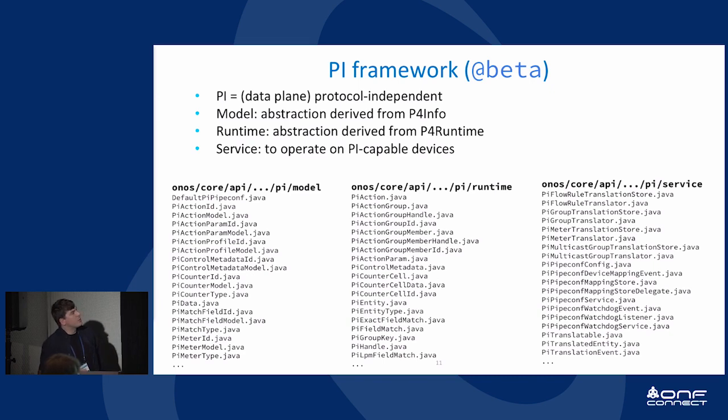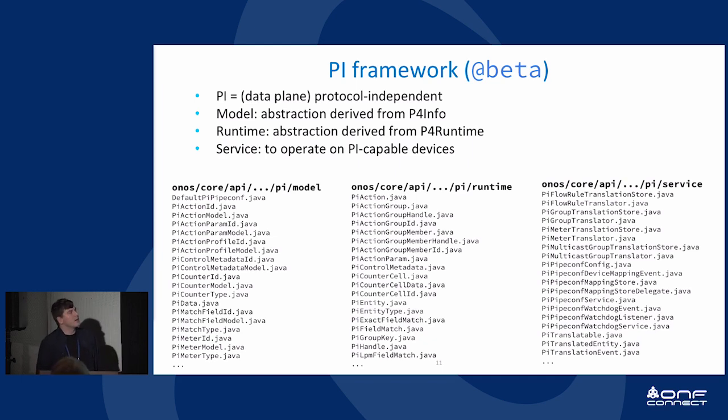What is this PI framework? The PI framework is a set of classes in the ONOS core API. PI stands for protocol independent. In this case, we mean data plane protocol independent, so there is no mention of IP, Ethernet, MPLS, things we can match and actions we can perform.